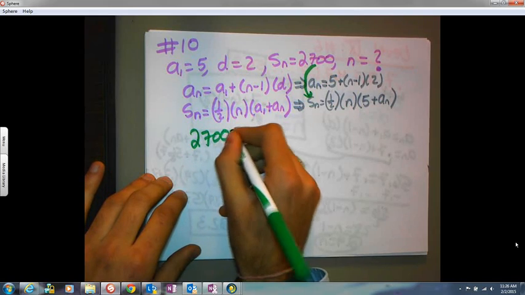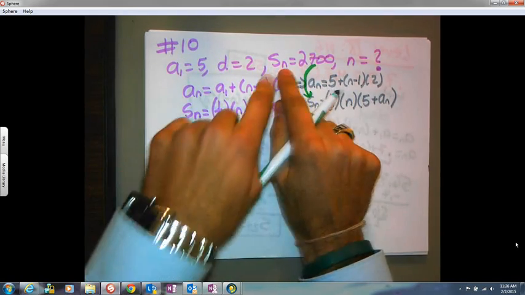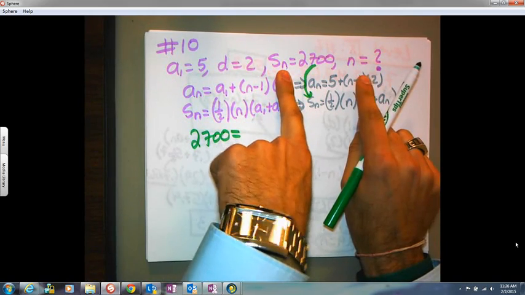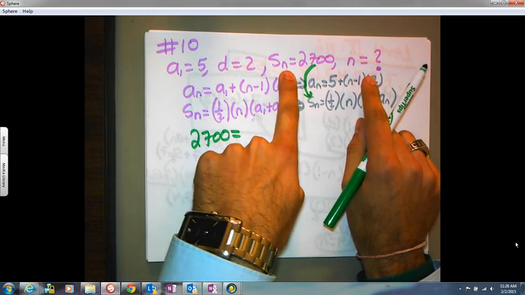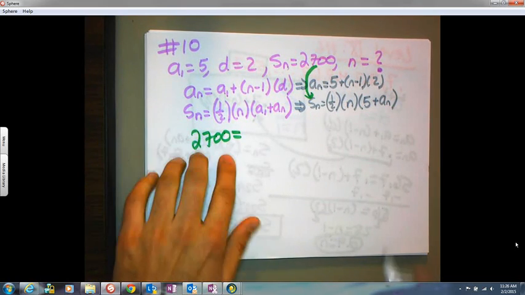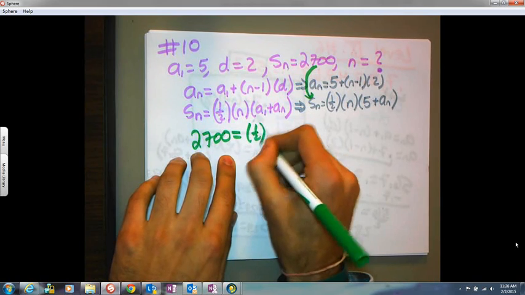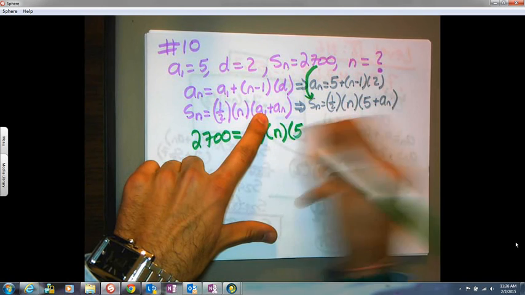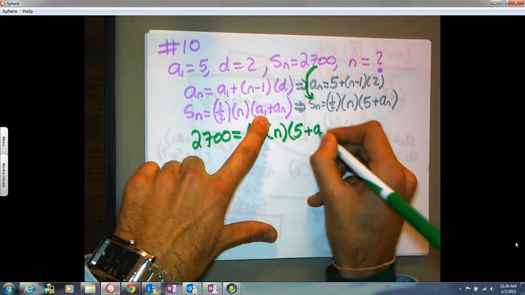2700, because we know the sum of some number of terms. We don't know how many terms. That's what we're trying to find. The sum of some number of terms equals 2700. So we know 2700 must equal 1/2 times however many terms times 5, that is a1, plus a sub n.